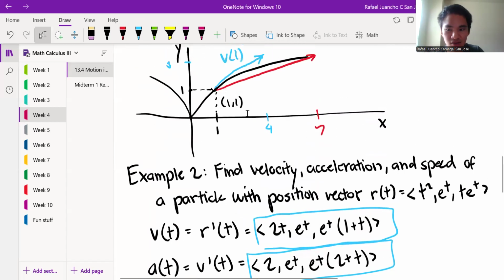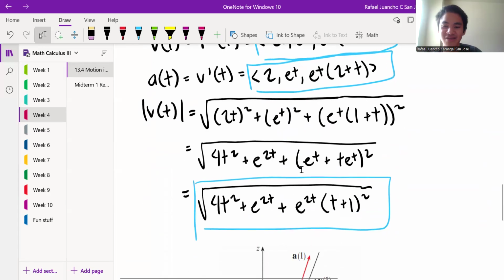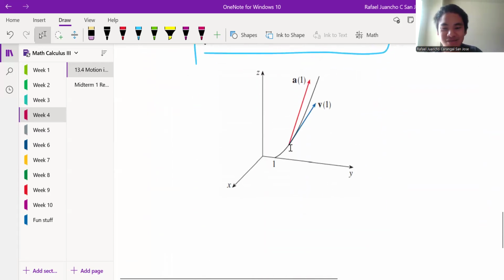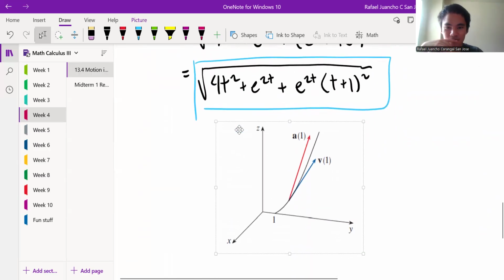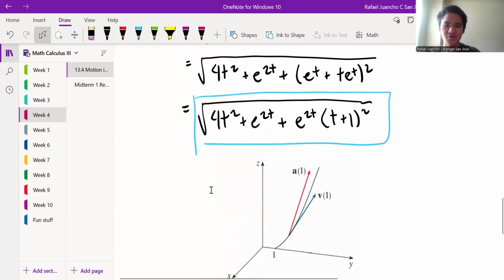Let me check. What's my r of t? No, I get 1 for my x, e to the 1 for my y, and again e to the 1 for my z. So yeah, that's something I can't do. So this is now in 3D, basically. And then this is the trajectory. So again, I just keep plotting points to get that trajectory, the black curve, and that should be good.